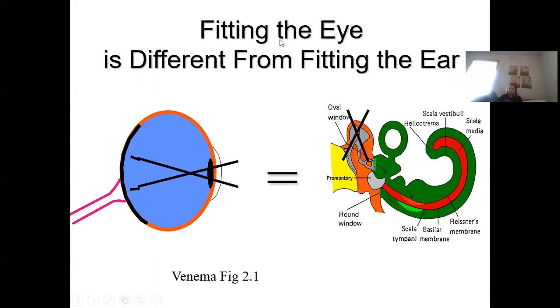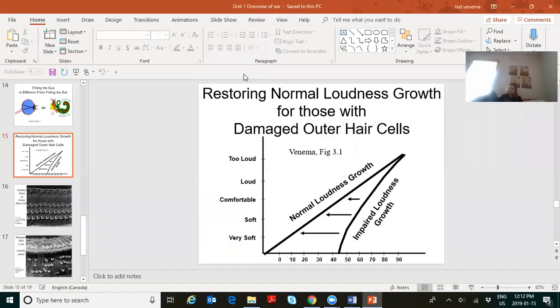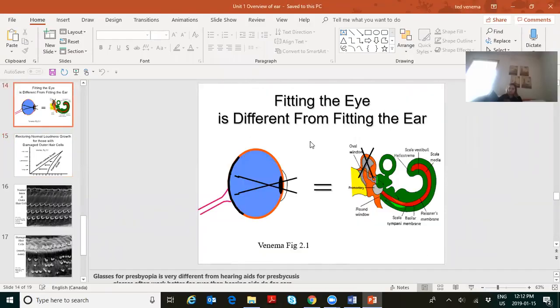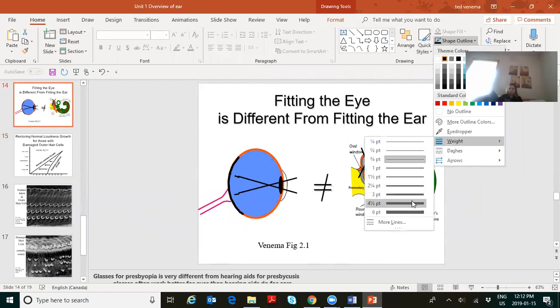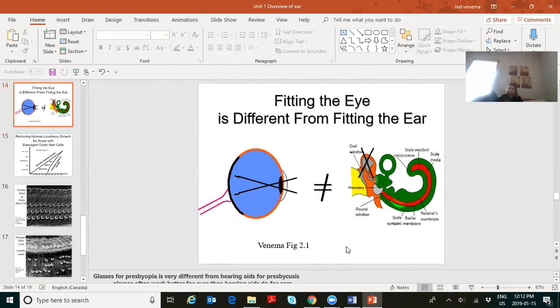That isn't it. Really, if I go to this picture here, I should just take a line here and draw here and make it black. There you go. And make it thick. Give it a high weight here. Okay, they're not equal. Vision loss and hearing loss are not equal. Because with this here, I'll take that away and this away. The problem in the ear is this.